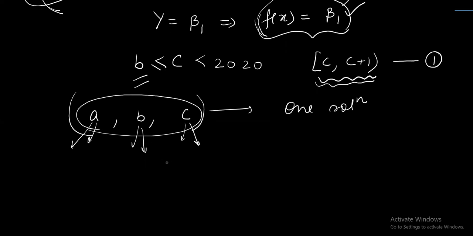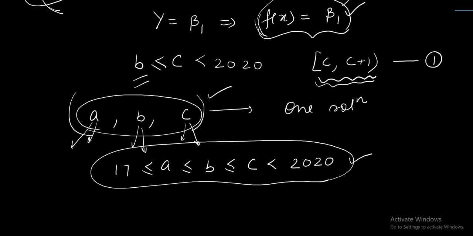Where ABC, what is the relation? A is greater than or equal to 17, less than or equal to B, less than or equal to C, less than 2020. So we can say that my question has now reduced to finding the number of triplets ABC in the set 17, 18, 19 to 2020 (open interval) which satisfy this condition. So basically we have to select 3 integers forming a non-decreasing triplet, right? ABC are to be selected in such a way that they form a non-decreasing series, and it has to be selected from 17 to 2020.